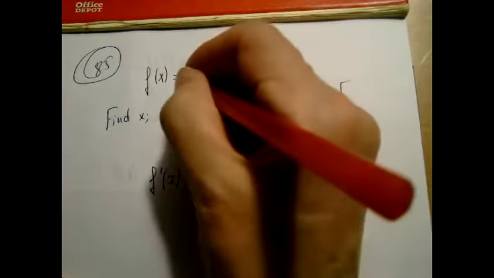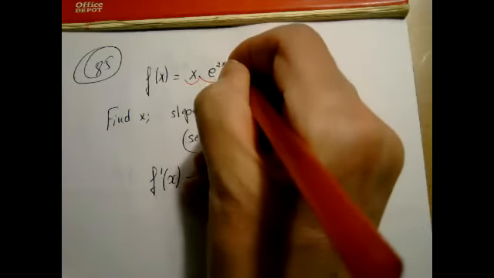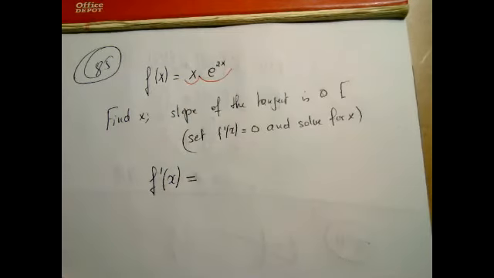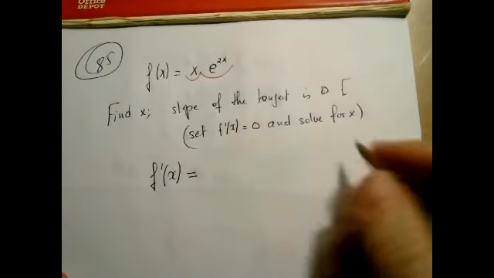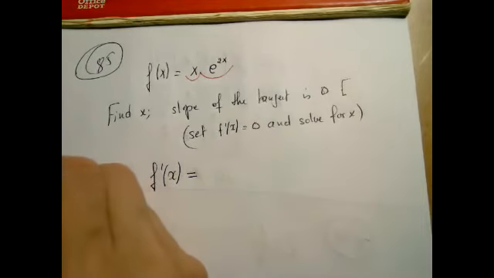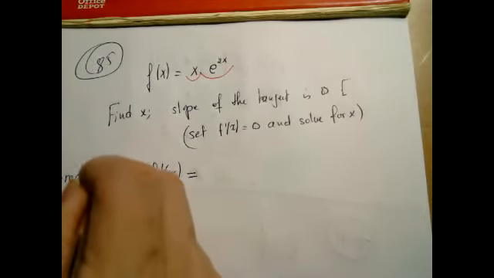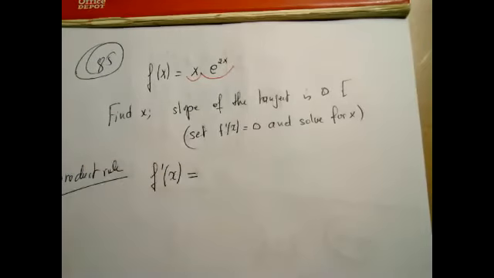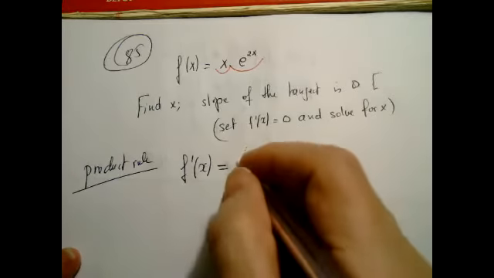Product. It's x times e to the 2x. So I see immediately a product. So to find its derivative, I need to apply the product rule. So that's the first step in the process. Product rule. So what is f prime?